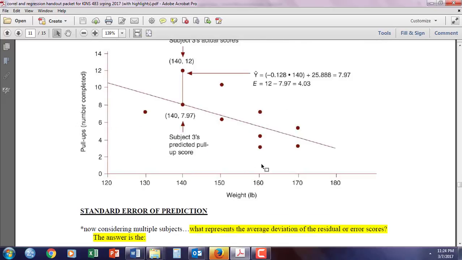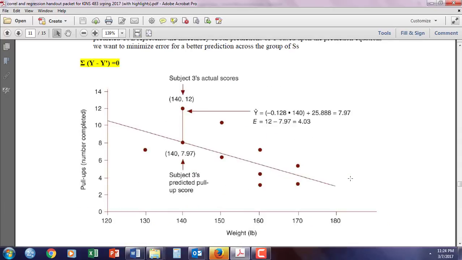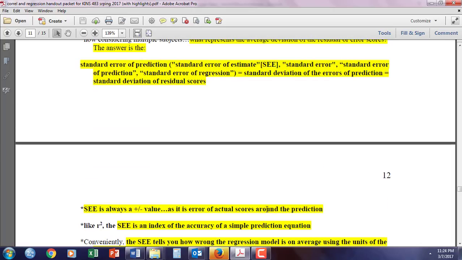actual scores on average? And for that, we're going to use the standard error of prediction, or what is called the standard error of the estimate. Most often I'll abbreviate that with the SEE, okay? This SEE is going to represent the average deviation of these error scores. And remember, we couldn't have gotten an average by summing up all these errors and then dividing by the number of scores, because the sum of these errors is always going to be equal to 0.